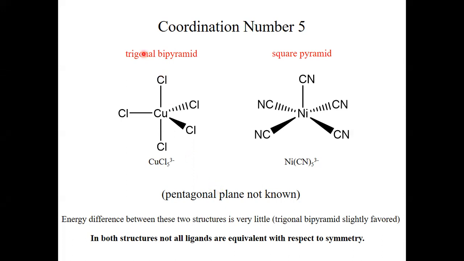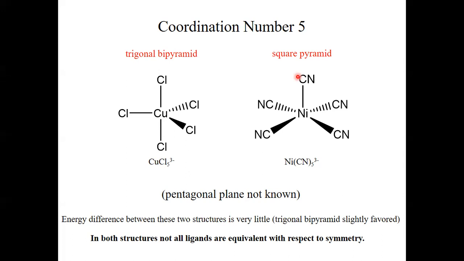So in the trigonal bipyramid, we distinguish between the equatorial ligands here, 3, and the axial ligands, 2 in this example. And in the case of the square pyramid, we distinguish between the ligands that basically make the square planar base of the pyramid and the remaining ligand, which builds the top corner of the pyramid.